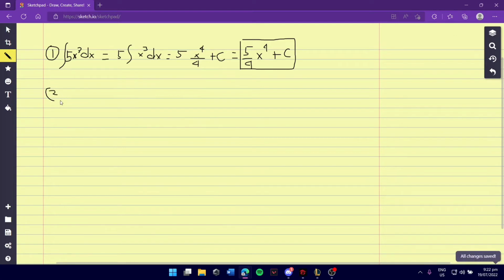So in the next example, we have the integral of 4 over x to the fourth power dx.